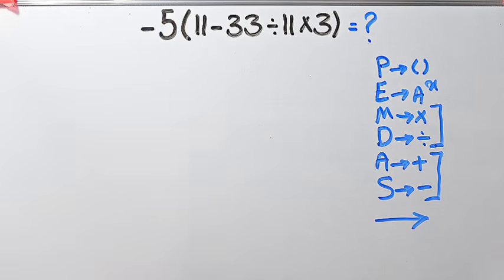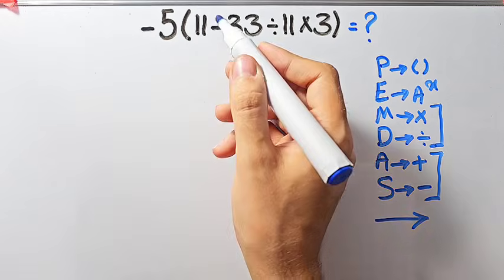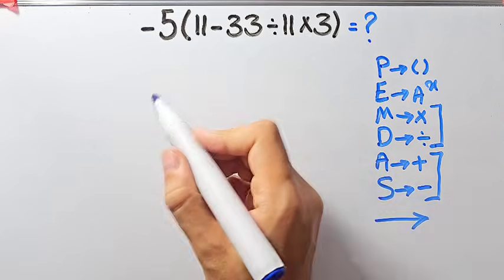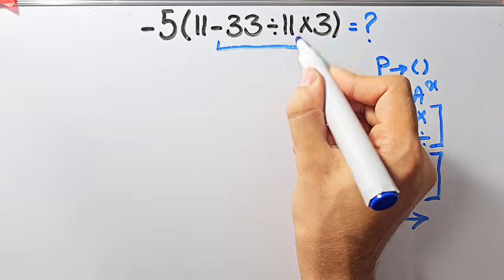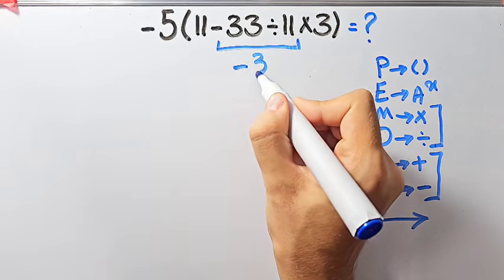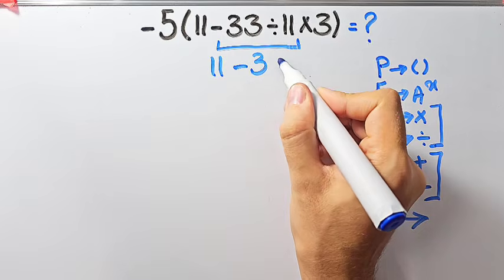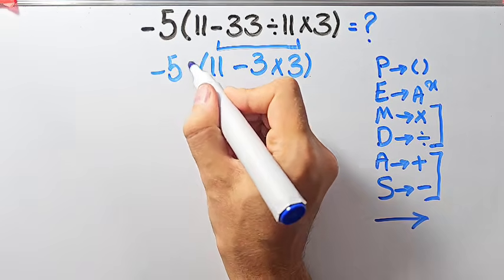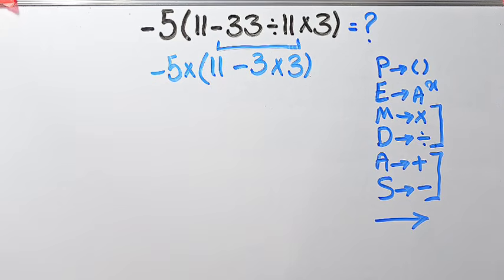Okay guys, according to the PEMDAS rule, first we simplify these parentheses. Inside these parentheses we have subtraction, division and multiplication. First we simplify this division. Negative 33 divided by 11 equals negative 3. Now we have 11 minus 3 times 3 inside these parentheses. The question is negative 5 times open parentheses 11 minus 3 times 3 close parentheses.